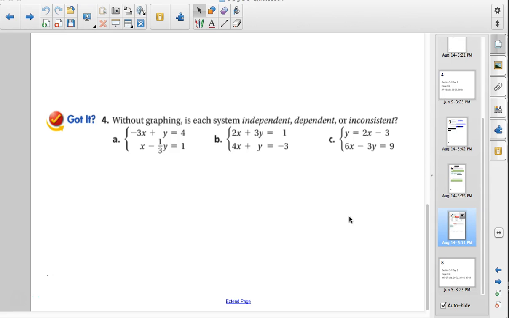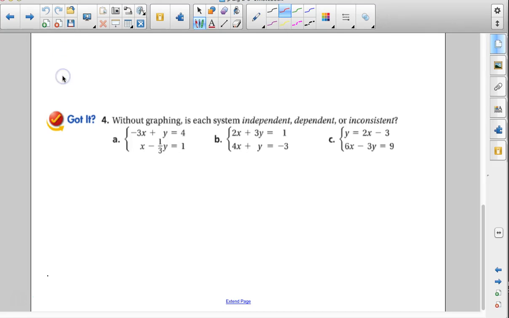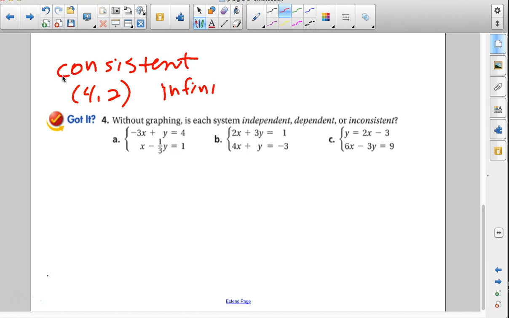So what we're looking for in order for us to call things independent, dependent, or inconsistent, we've talked about how consistent is what we like in math. We like to say, hey, here's the answer. We want to be able to give them something when they say find the solution. So if we actually find an answer, let's say we find the ordered pair (4, 2), that's consistent with what we like in math. We even like to be able to say infinitely many solutions.